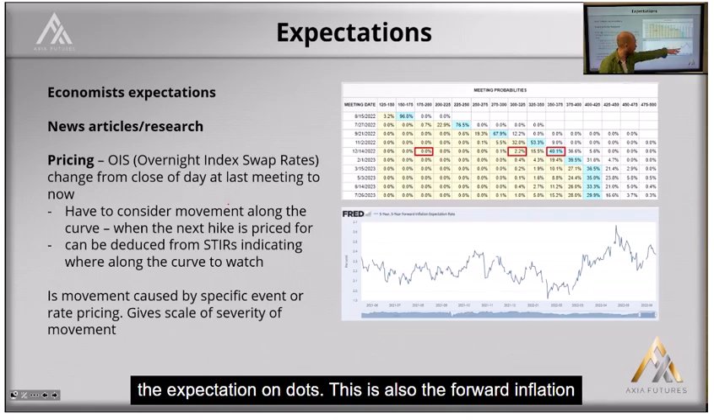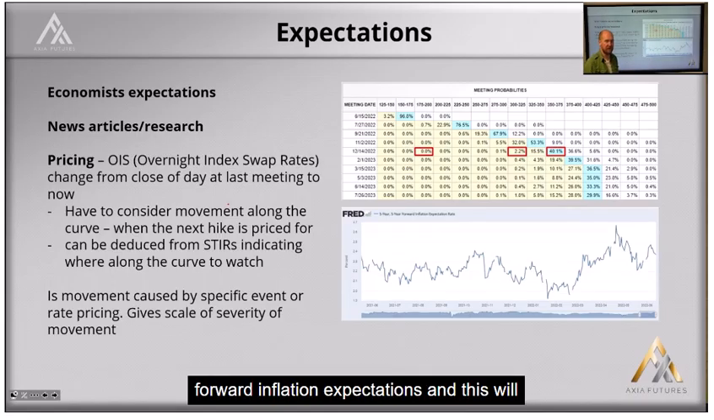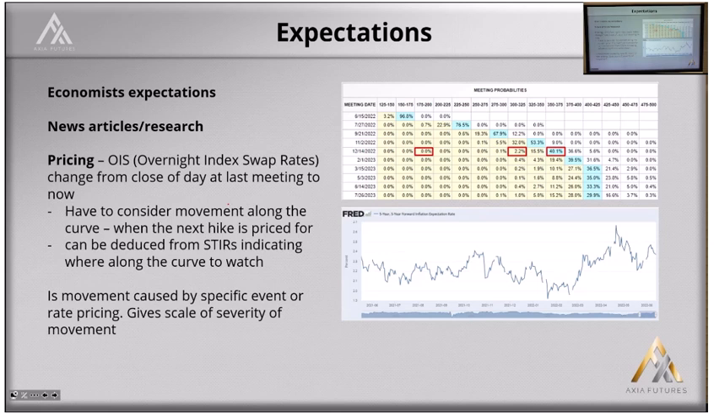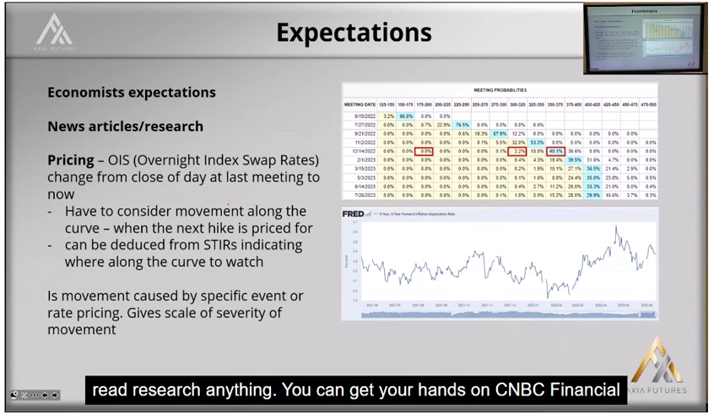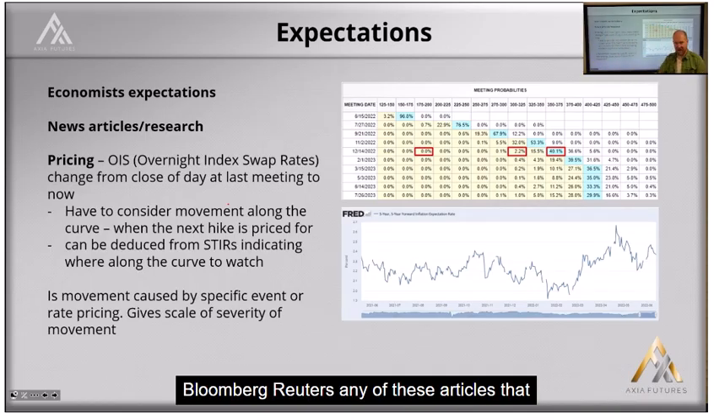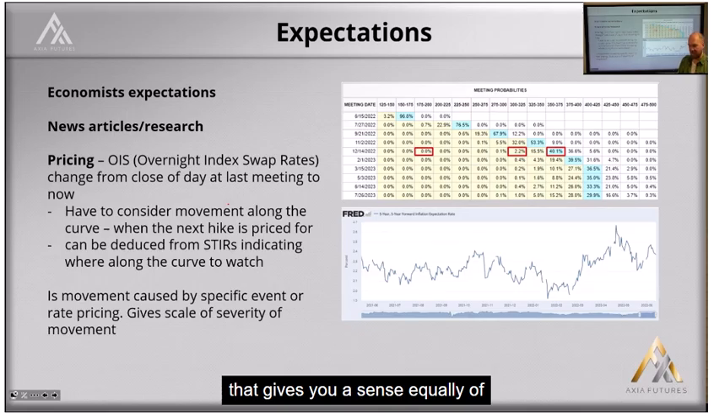This is also the forward inflation expectations, which you can get from the St. Louis Federal Reserve Bank. Google FRED forward inflation expectations, and this will give you it. Again, something I can send the link over to. So, how do you define your expectations? Go and read research. When I say go and read research, anything you can get your hands on. CNBC, Financial Times, Wall Street Journal, Bloomberg, Reuters, any of these articles that you can find. Go on Twitter and follow people who talk about the Fed. Get a sense as to what most people expect, because that gives you a sense equally of the market pricing as well as what most expectations are.